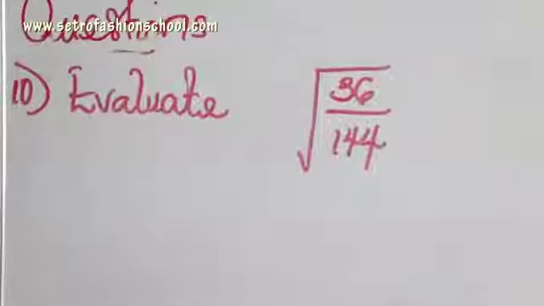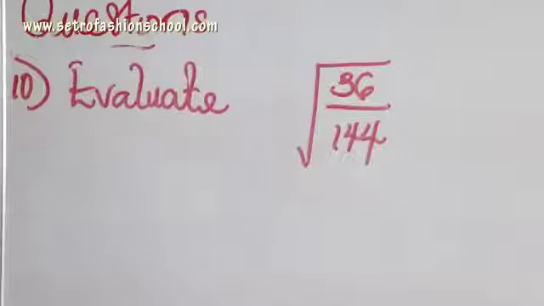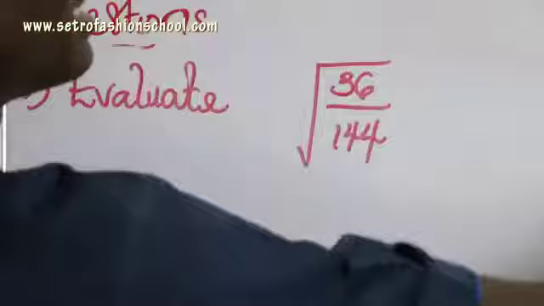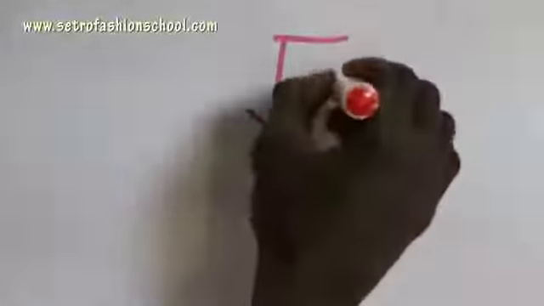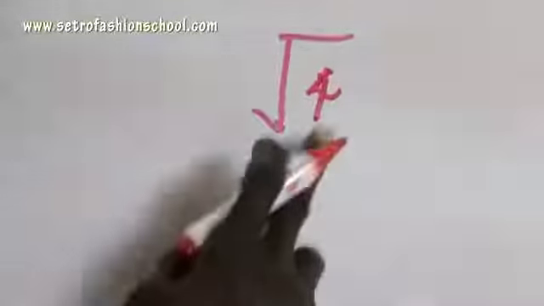Evaluate the square root of 36 all over 144. This symbol stands for square root. So whenever you see the symbol, it is referred to as square root. Square root means a particular number that times itself twice to give you the number inside the symbol. For example, 4. Look, the number inside the symbol is 4.